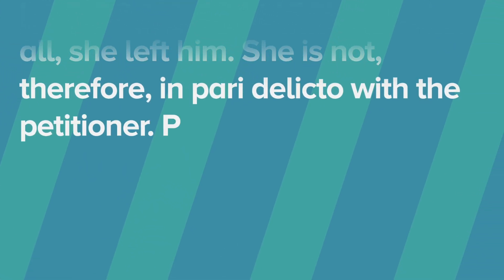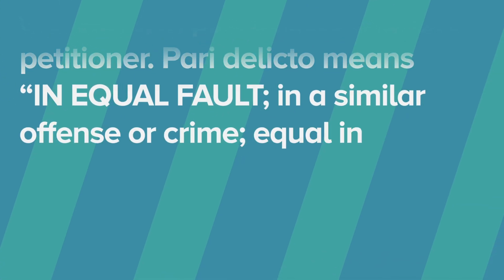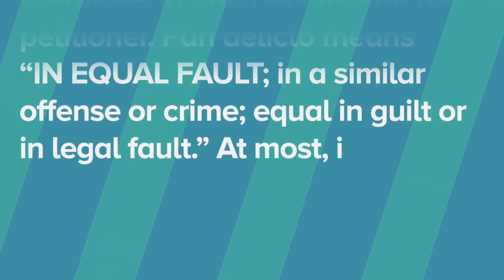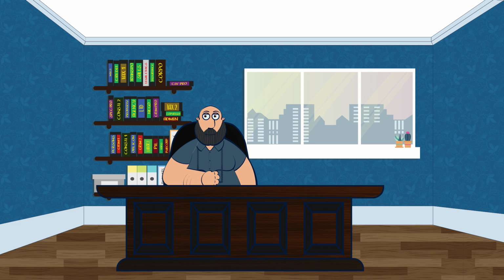Pari delicto means in equal fault in a similar offense or crime, equal in guilt or in legal fault. At most, it must be considered that she is merely in delicto. Another important case when it comes to the breach of promise to marry is the case of Wasmer versus Velez.